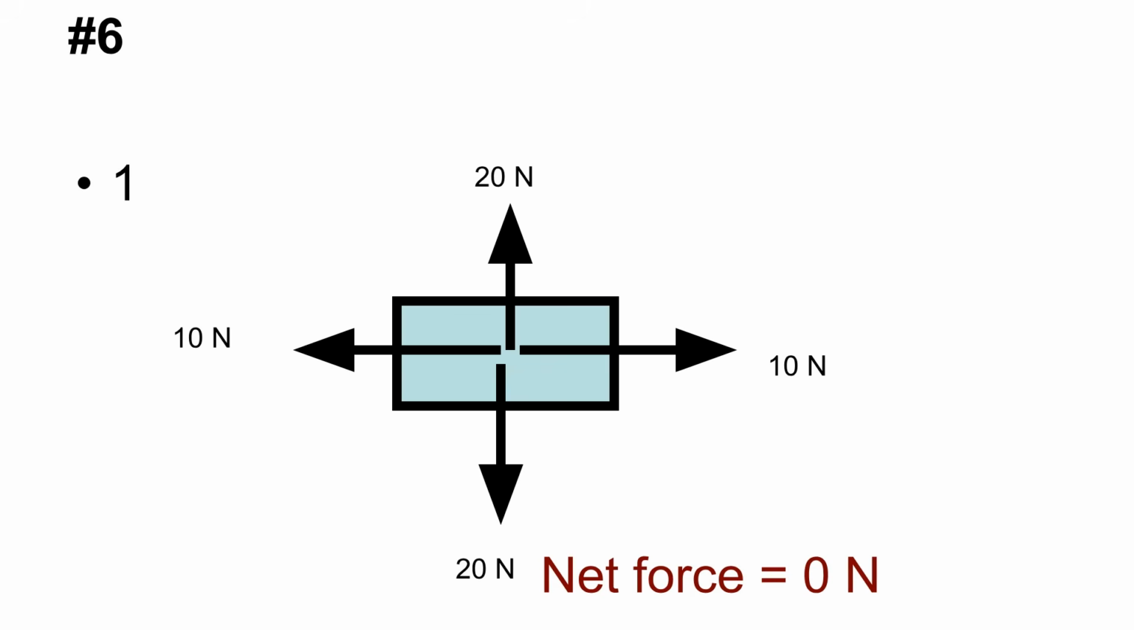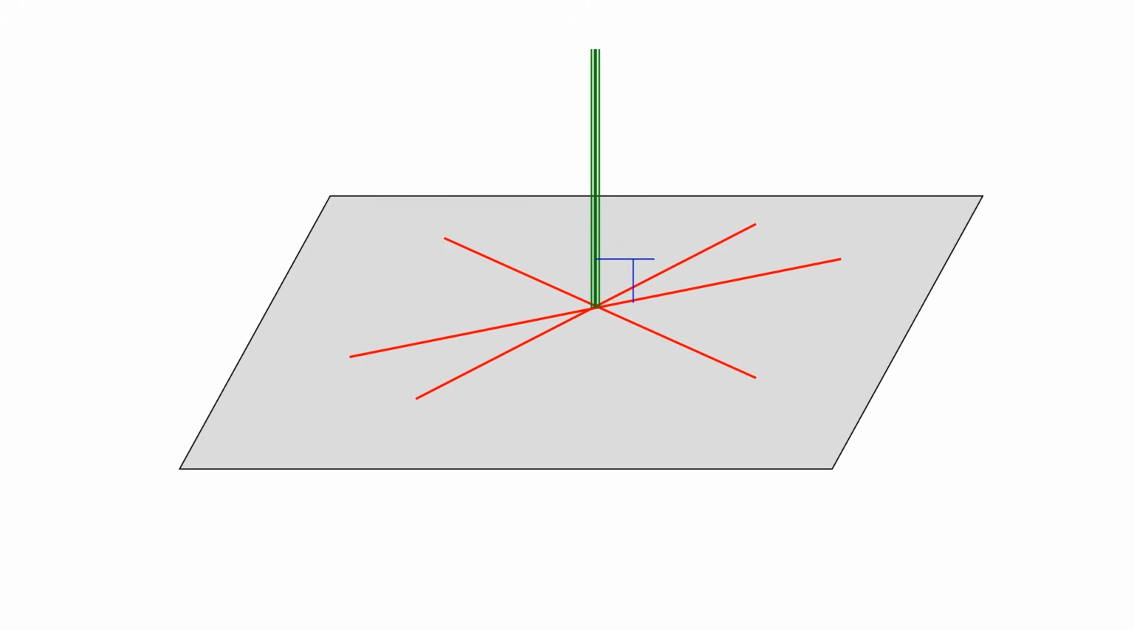For diagram number 6, all the forces are balanced, so the net force is 0 newtons. This indicates the object is in equilibrium. The answer is E. We are now moving on to a geometry section, starting with a diagram showing lines and a plane. The green line represents the normal to the plane.